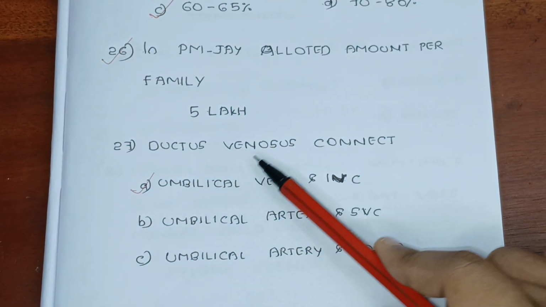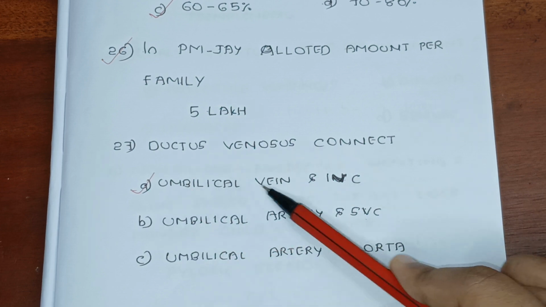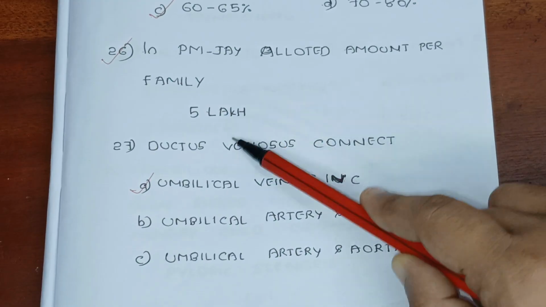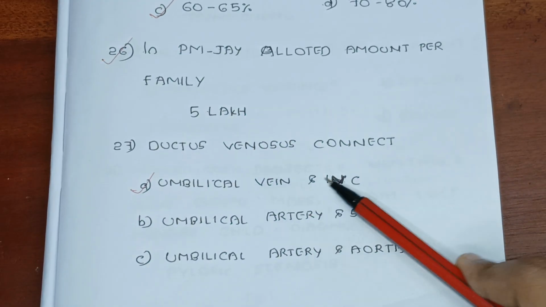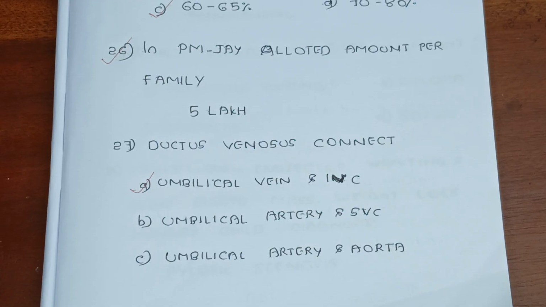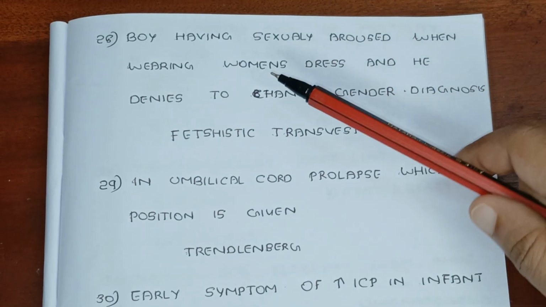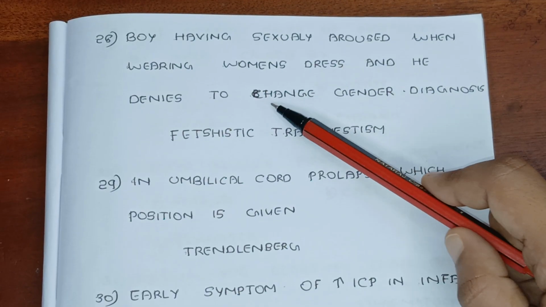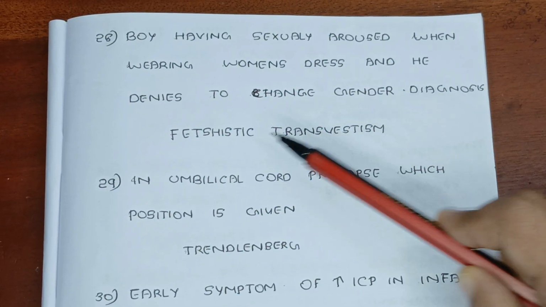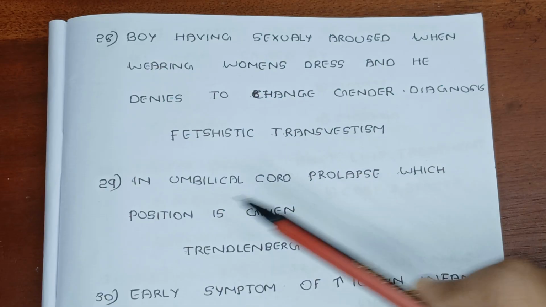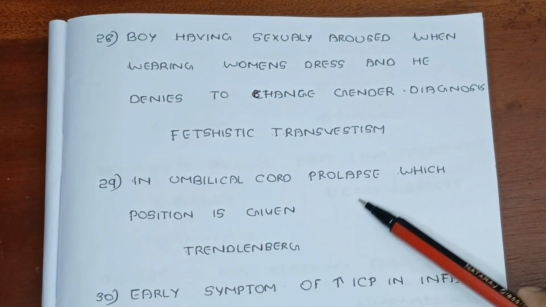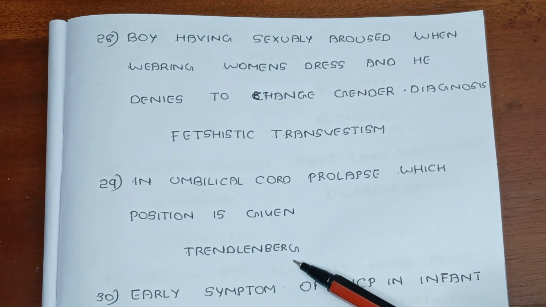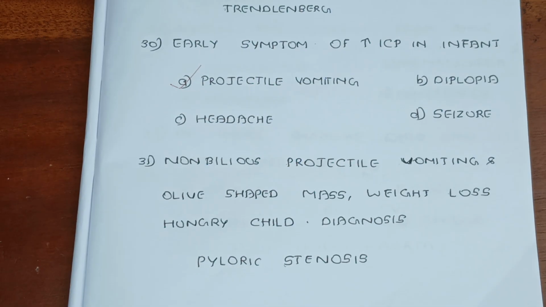27th, ductus venosus connects. Correct option is umbilical vein and inferior vena cava. We can easily remember ductus venosus means all are veins. So umbilical vein and inferior vena cava, both are veins only connecting. 28th, boy sexually aroused when wearing woman's dress and he denies to change gender. Diagnosis is fetishistic transvestism. 29th, in umbilical cord prolapse, which position is given for the mother? The position given is Trendelenburg position to prevent further prolapse.